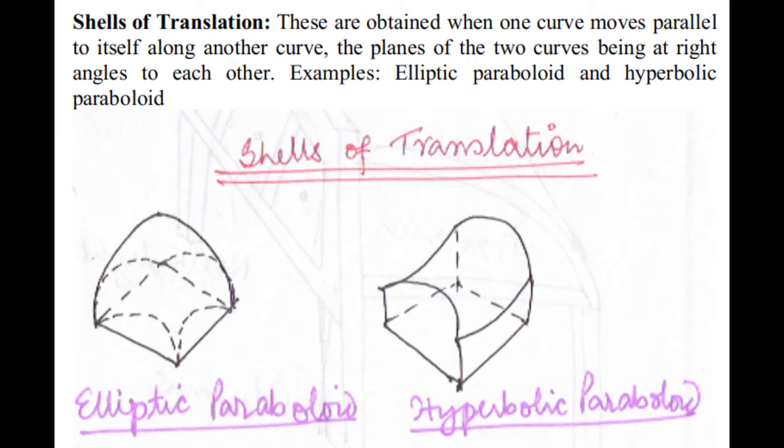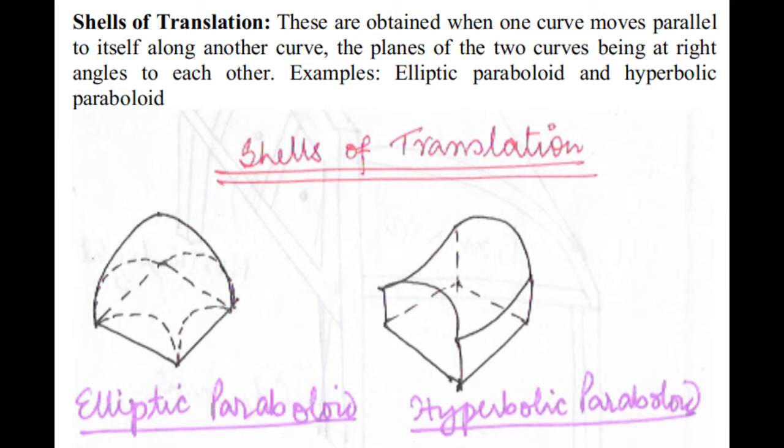These are obtained when one curve moves parallel to itself along another curve. So in this process, the planes of the two curves are at a right angle, 90 degrees to each other. If you see their movement, you can see over here that one curve is parallel to the other curve. The examples are elliptical paraboloid and hyperbolic paraboloid. So these are the shells of translation.